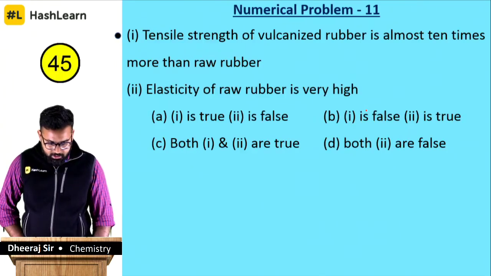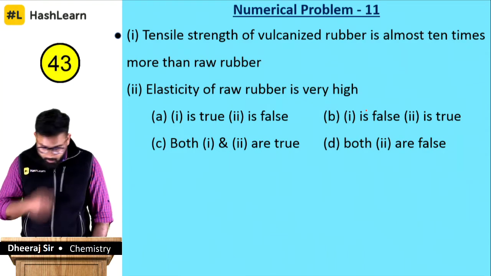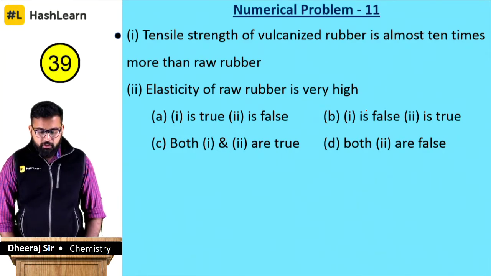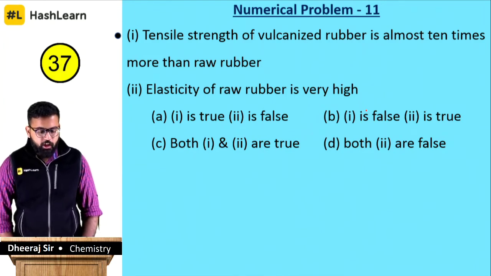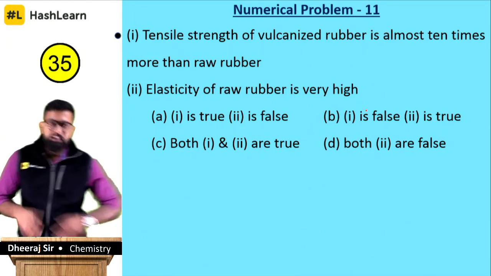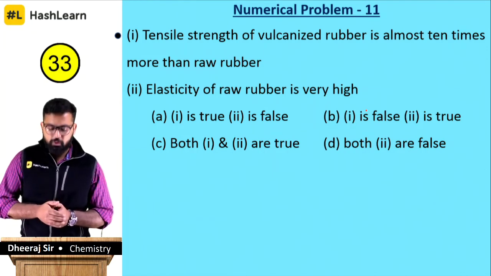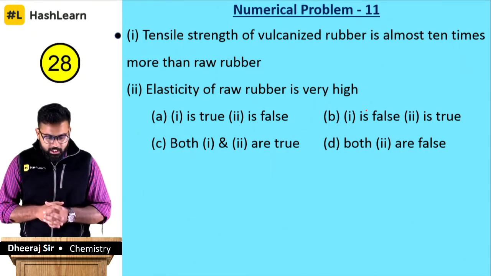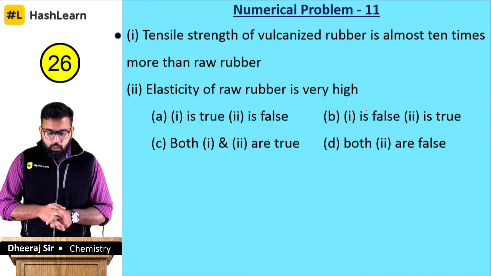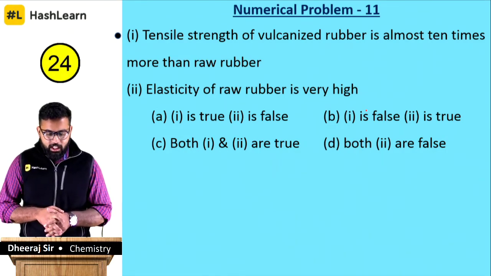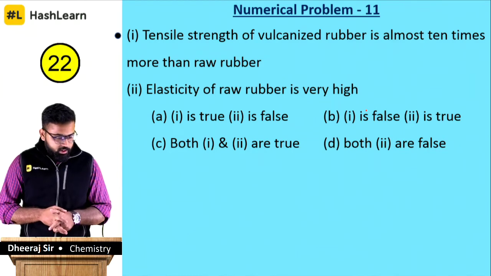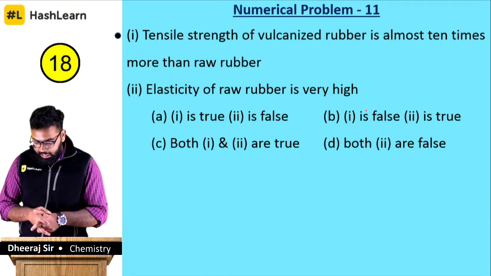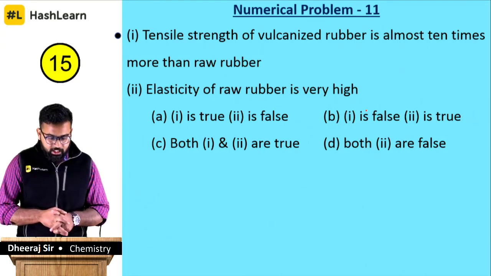Moving ahead, guys, to the 11th problem. The tensile strength of vulcanized rubber is almost 10 times more than raw rubber. We have given you two statements, and relating to those two statements, we have asked you to find out the answer. So tensile strength of vulcanized rubber is almost 10 times more than raw rubber, and elasticity of raw rubber is very high. So which is the right answer?